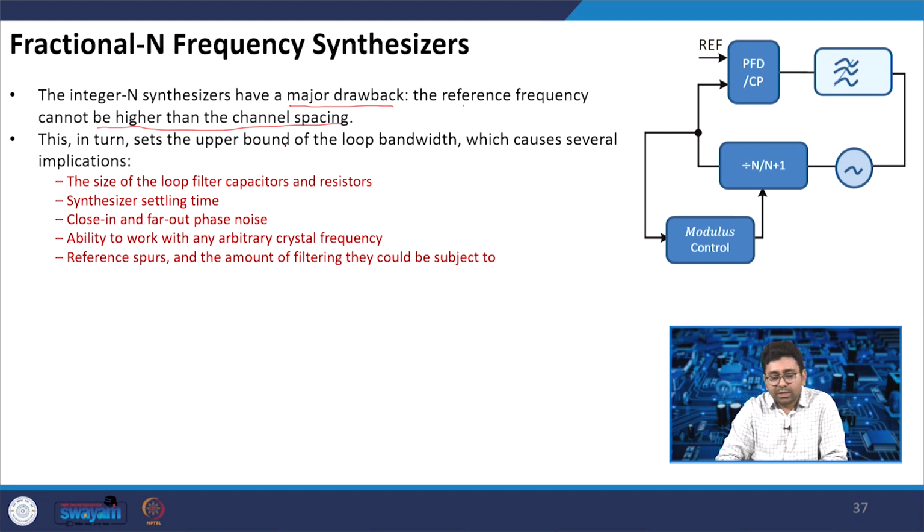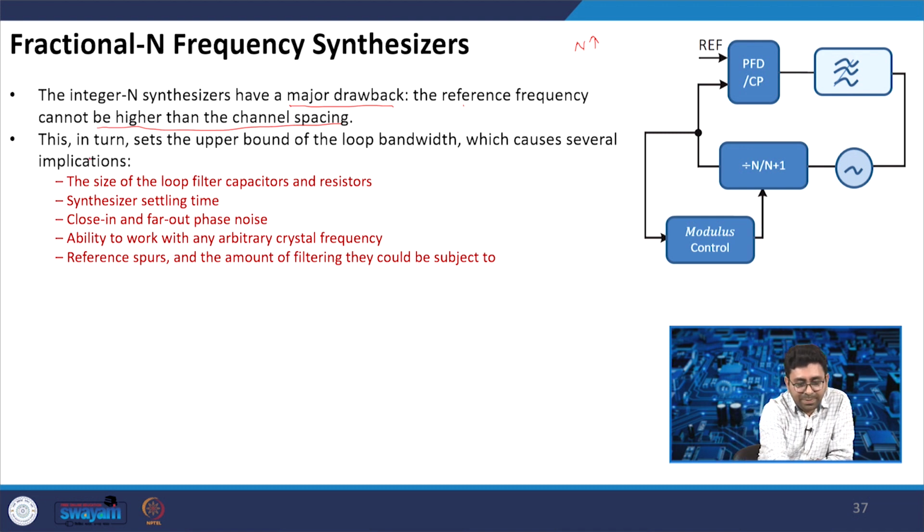This limits our performance, because channel spacing will always be very small. We are dividing the output frequency by N, so you need a very high N, because your reference frequency is small. Another thing is, when the reference frequency is low, it requires a high settling time, and the capacitor and resistor values increase.